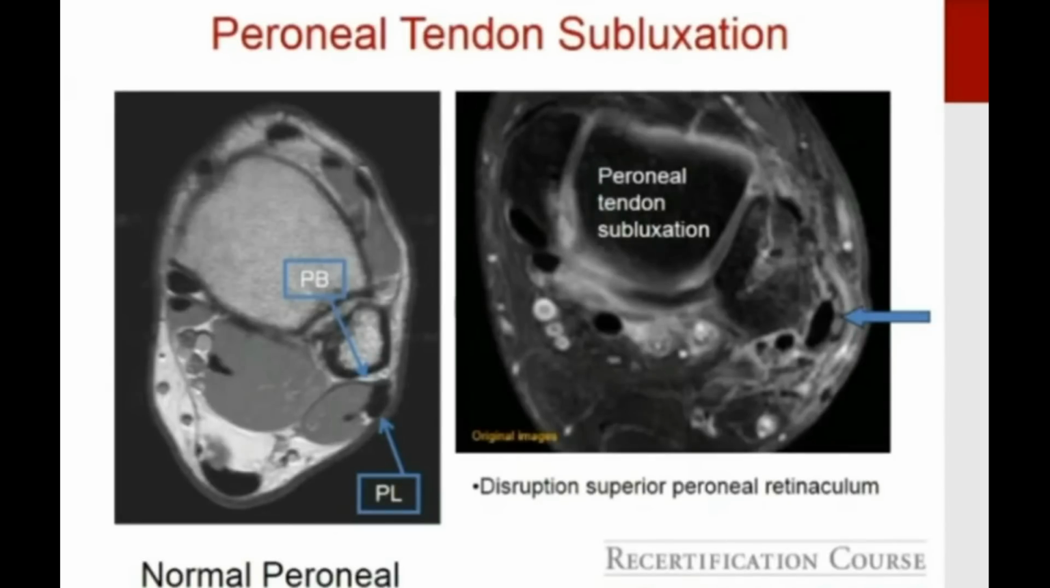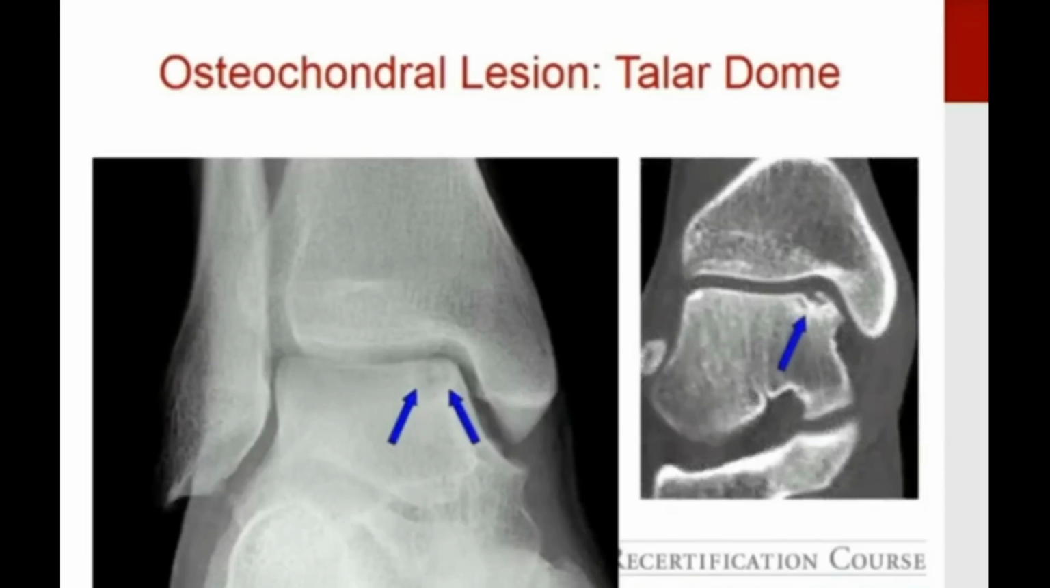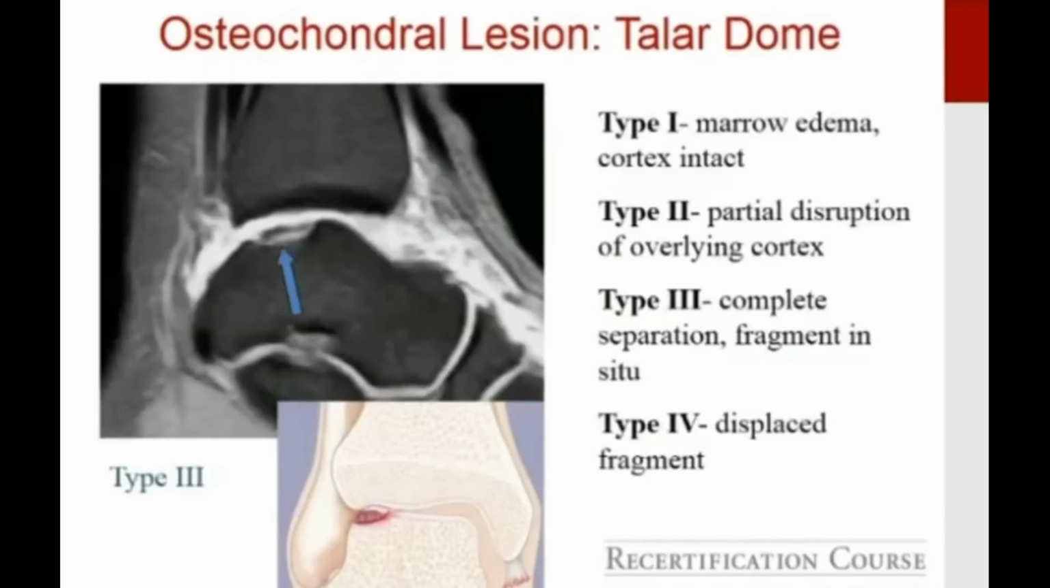Talar dome lesions are graded similar to the lesions that we see in the knee. We can see this on radiographs, CT, or MR imaging. And again, type 1 is just marrow edema with an overlying intact cortex and cartilage and is a stable lesion. Type 2 is partially disrupted overlying cortex. Type 3 is complete separation with either contrast or fluid surrounding the fragment. And a type 4 OCD is that of a displaced fragment.